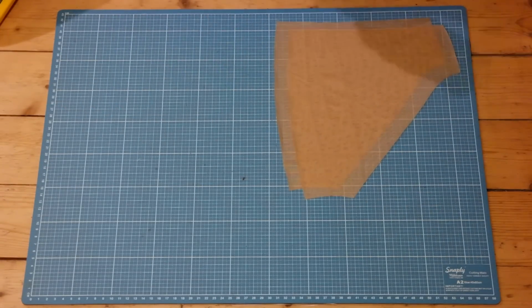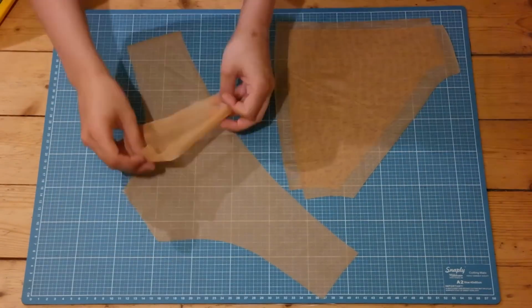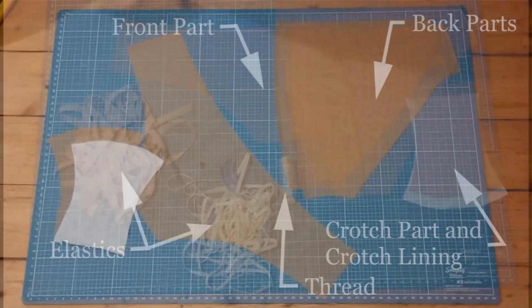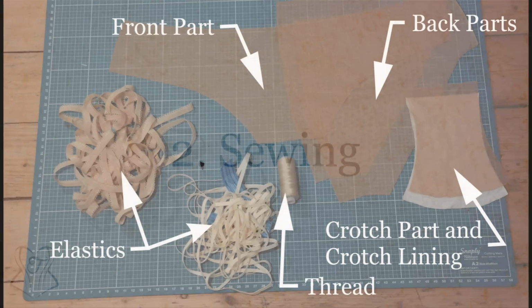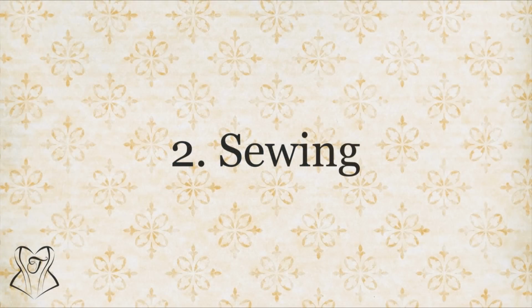Here you can see all the pieces for the example panty sewn in this video. To sew this panty we also need a matching standard thread from cotton or polyester, the elastic for the back gathering, and the elastic for the edges. So let's move on to sewing.